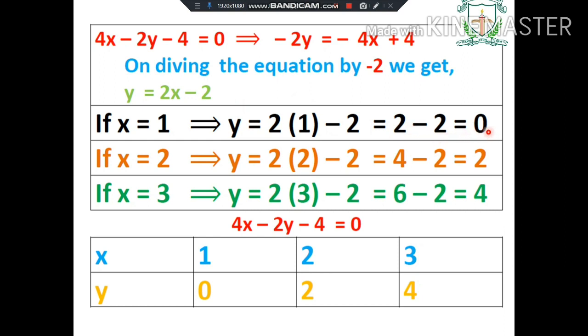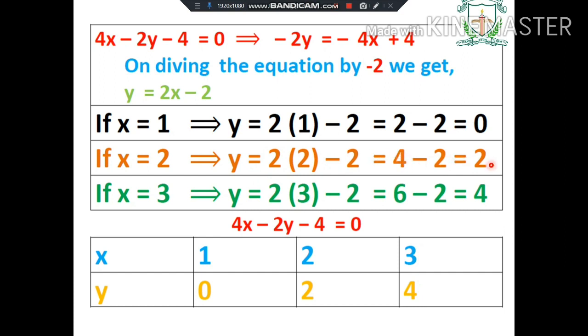It is 0. Now for x is equal to 1, y is equal to 0. Give one more value for x. Consider x is equal to 2. So y is equal, dear children, this sign implies that y is equal to 2 into 2. In the place of x, substitute 2. So you get minus 2, right, as it is. 2 fours are 4, 4 minus 2 is 2.